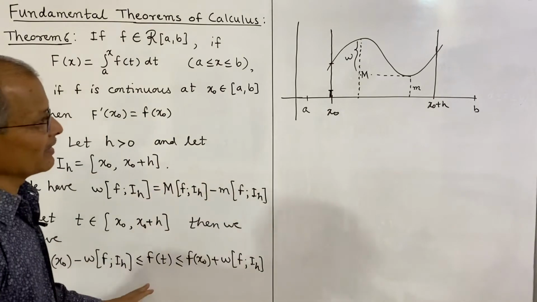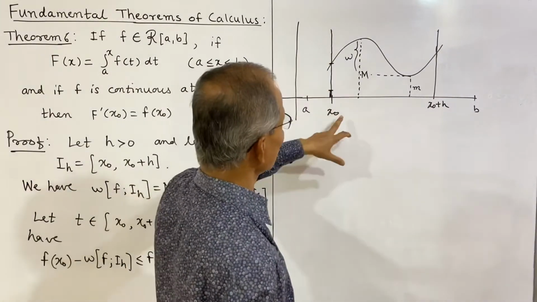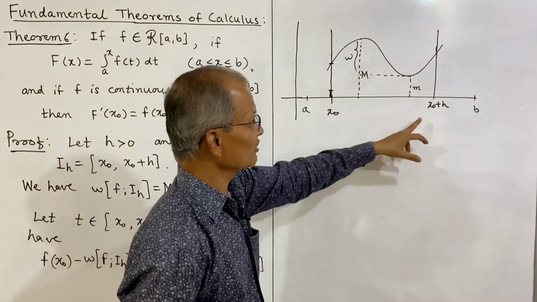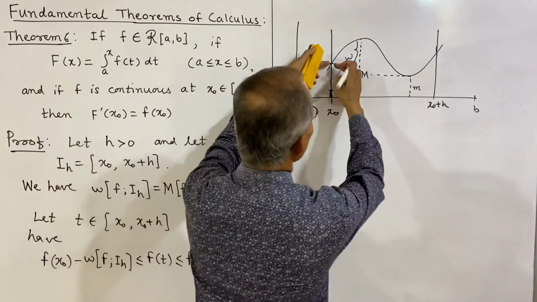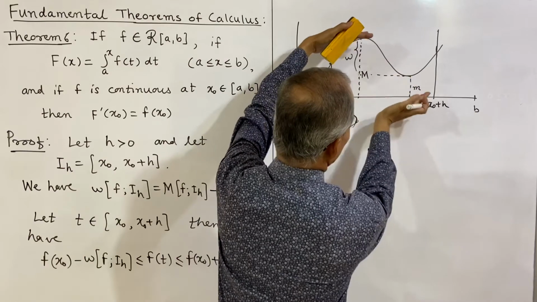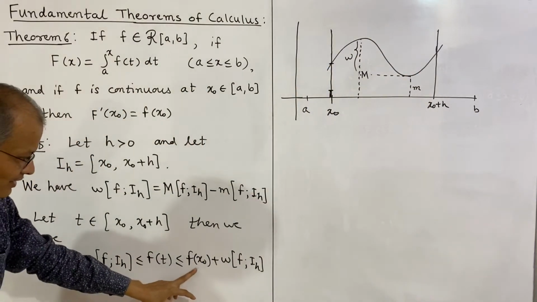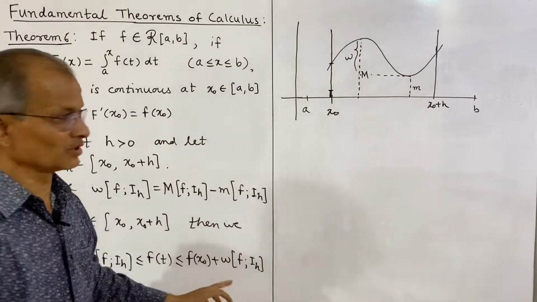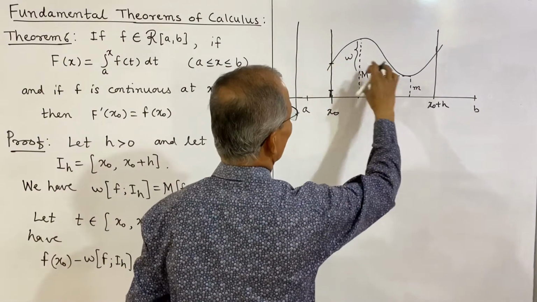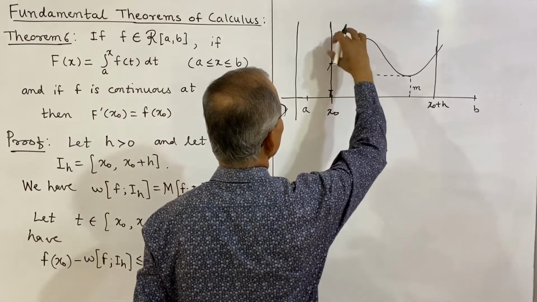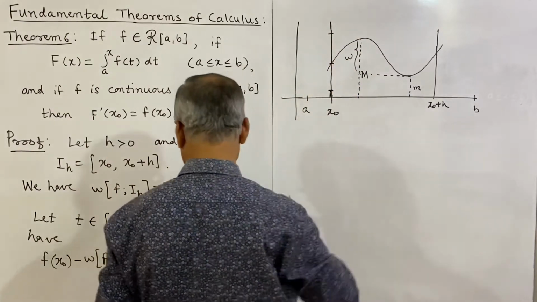And f of t means the function's value at any point in the interval x naught to x naught plus h, which means any value in this range, small m to capital M. And what is the right side? The right side is f of x naught plus the oscillation. So, this is f of x naught, and we add this oscillation to this. So, this oscillation is added, and this will be the right side.